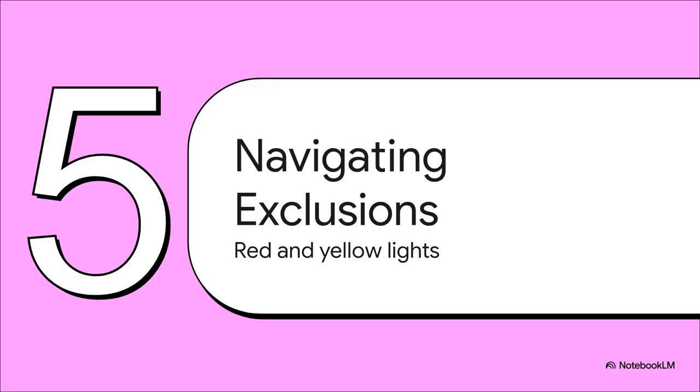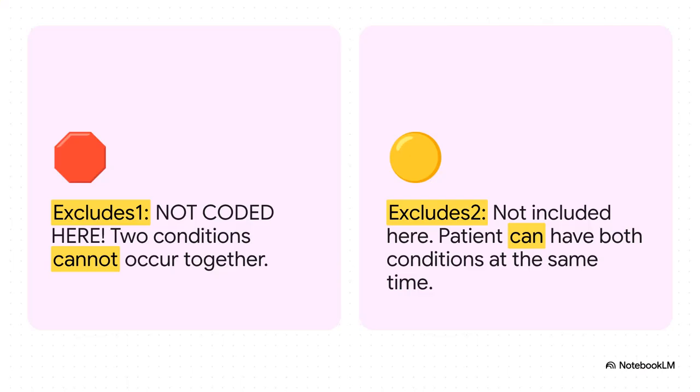Section 5. Navigating exclusions and instructions. Red lights and yellow lights. You can think of these as the traffic signals of ICD-10. They tell coders exactly when to stop, when to yield, and when to add more info. Let's slow down for a second, because this trips people up all the time. There are two different types of excludes notes. Excludes 1 is a hard red light.